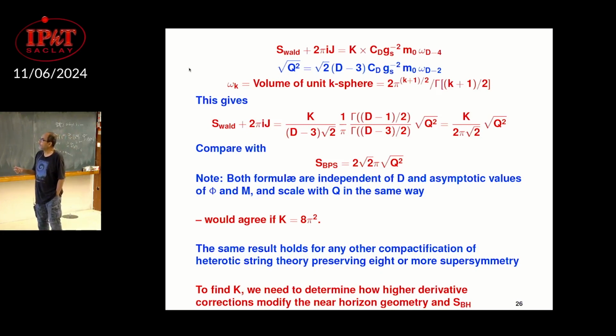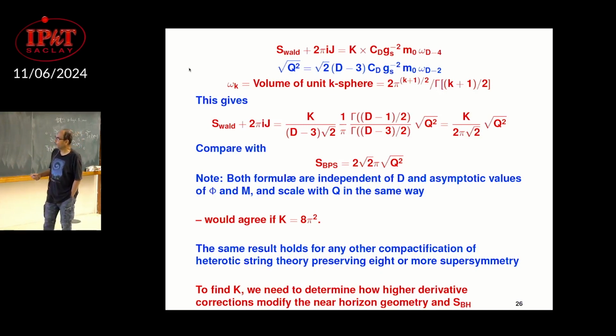And using this, we can now express S world plus 2 pi ij in terms of square root of q square, because most of the factors are the same. Except that here you have omega d minus 4, here omega d minus 2, and then there is a d minus 3 here. So after you do all that, we find that the factors of d all cancel, and we get this expression over here.